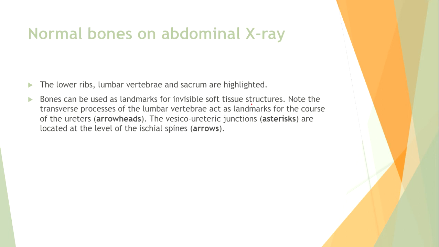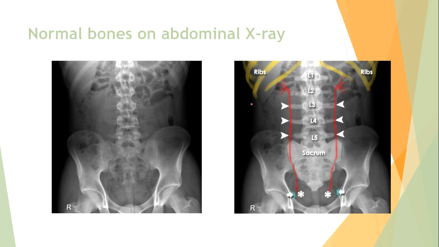Normal bones on abdominal X-ray. The lower ribs, lumbar vertebrae and sacrum are highlighted. Bones can be used as landmarks for invisible soft tissue structures. Note the transverse processes of the lumbar vertebrae act as landmarks for the course of the ureters (arrowheads). The vesico-ureteric junctions are located at the level of the ischial spines. So these are normal bones.